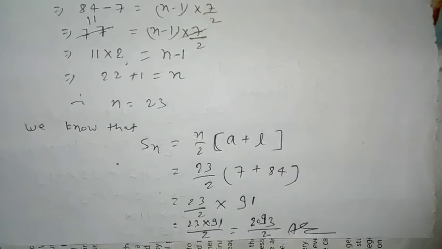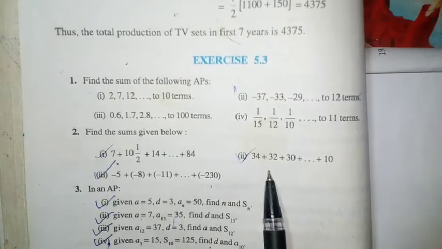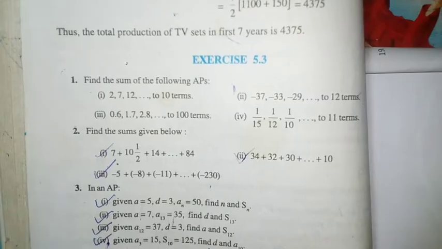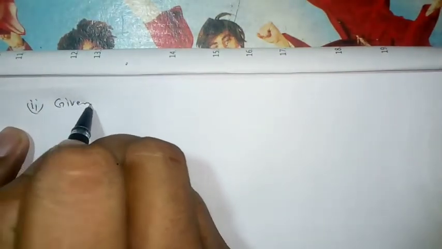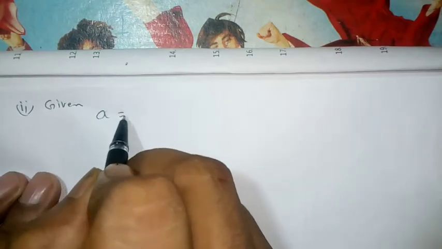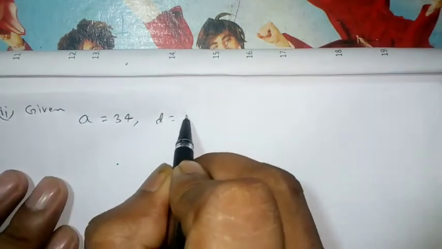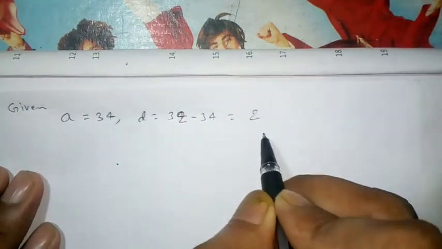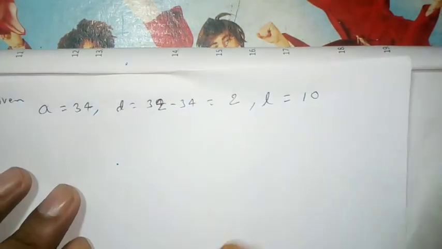Now the next question, second: 34 plus 32 plus 30 plus dot dot dot plus 10. Given a is equal to 34, d is equal to 32 minus 34 is equal to minus 2, l is equal to 10.